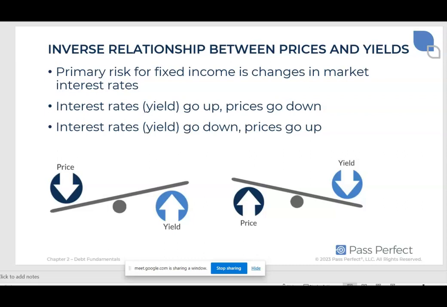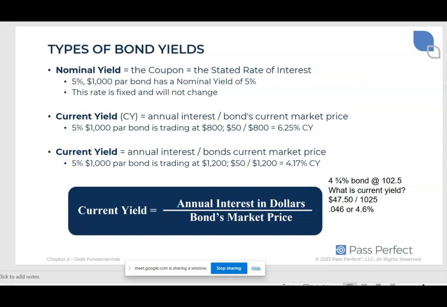It's an inverse relationship. That's why it's often illustrated with a seesaw diagram. Because with a seesaw, right, if one side goes up, the other side goes down. So that's just a good visualization. Now, there's different types of yields. There's different types of ways of measuring the rate of return. That's why there's a few types of yields.